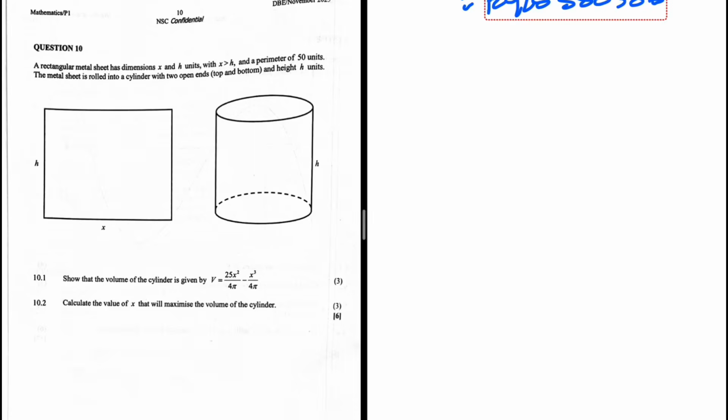Show that the volume of the cylinder is given by V equals 25x squared divided by 4 pi minus x to the power 3 divided by 4 pi.